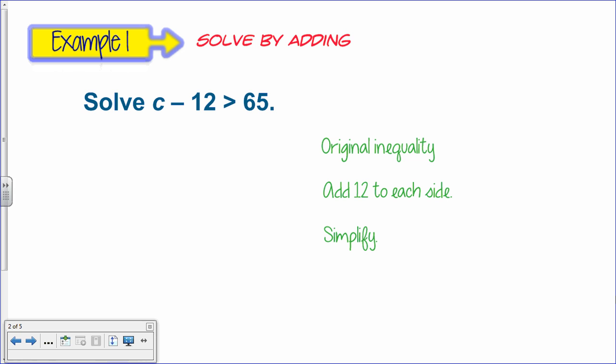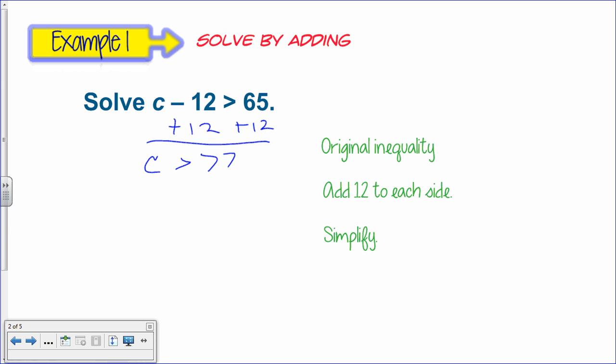Example 1, solve by adding. Real simple. Okay, like we just did in chapter 2, how would I get C by myself? Yeah, add 12. Okay, so I'm going to add 12 to both sides. C is going to be greater than, what would that be? 70. Okay, good. Very nice.